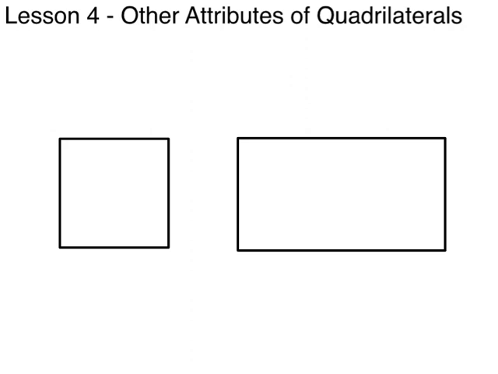Welcome to Lesson 4, Other Attributes of Quadrilaterals. We learned in a previous lesson that a square has 4 equal sides and 4 right angles. We also learned that a rectangle has 4 right angles and 2 sets of opposite equal sides. So those attributes of side length and 4 right angles are shown in this diagram.